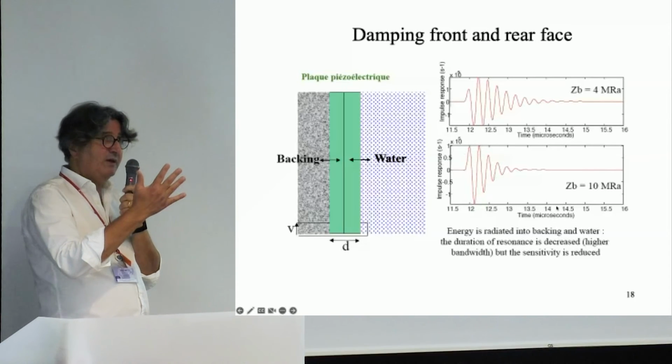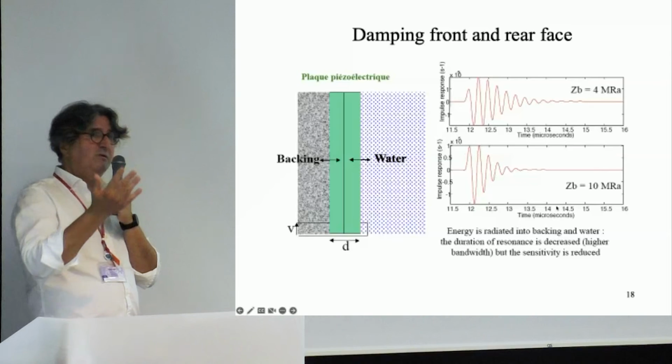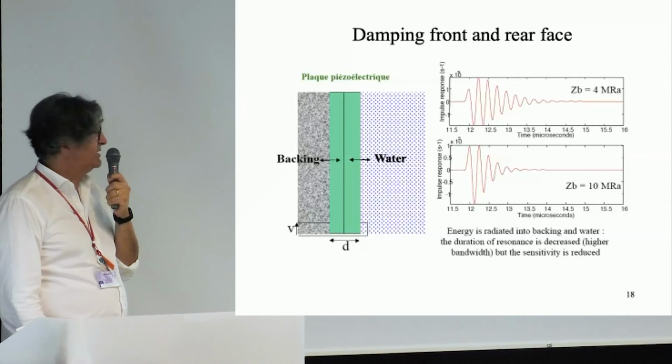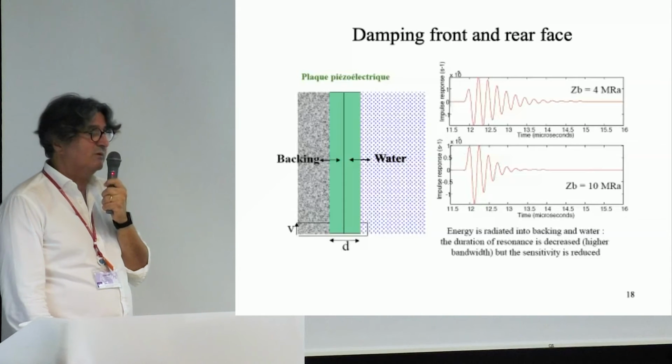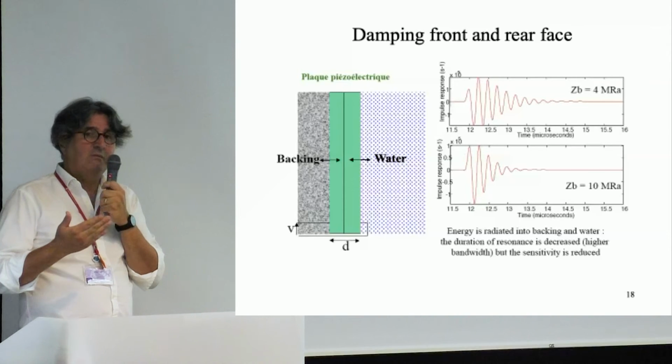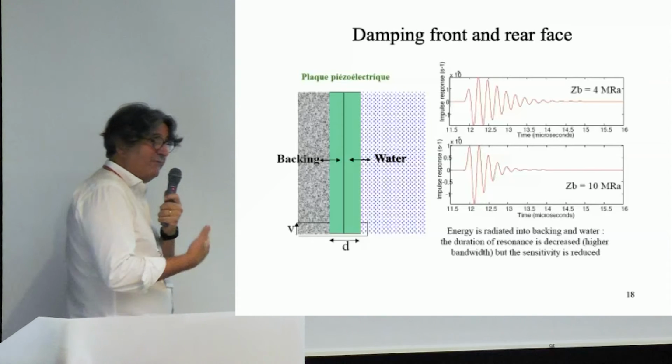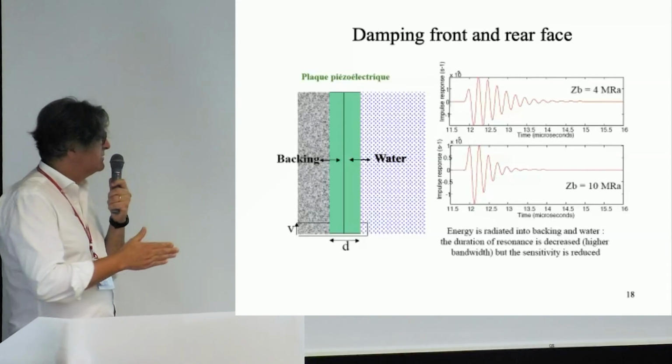So you have absorbed energy. What does it mean? It means that the sensitivity of the transducer is lower. So you have done this damping, and you have reduced the pulse echo response.